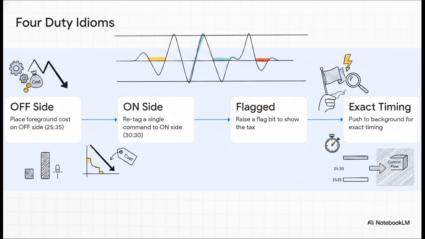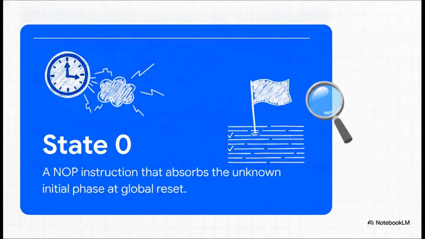Or, Step 4, banish the cost entirely by pushing the control flow right to the background, giving you an exact 25 to 25 timing. It's an incredibly powerful level of control, using literally just the existing opcodes. And this brilliantly illustrates the quiet power of what the designer calls state zero.